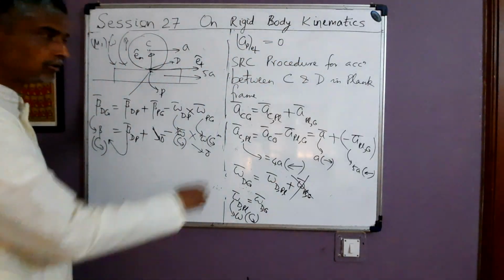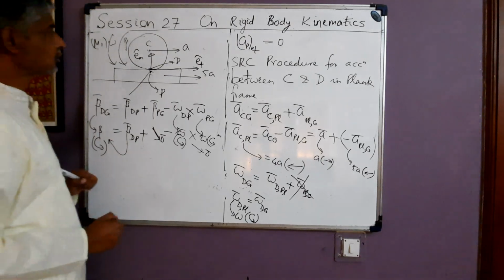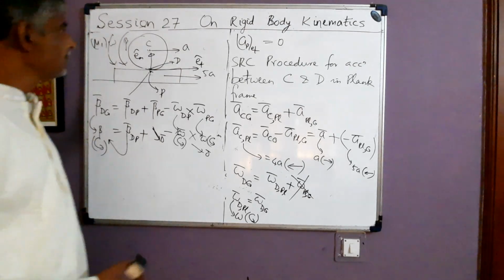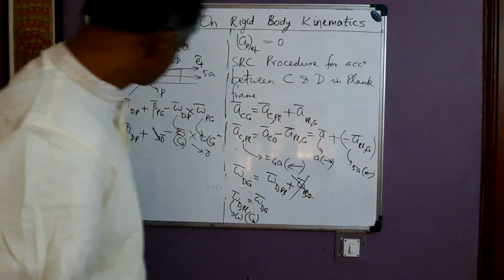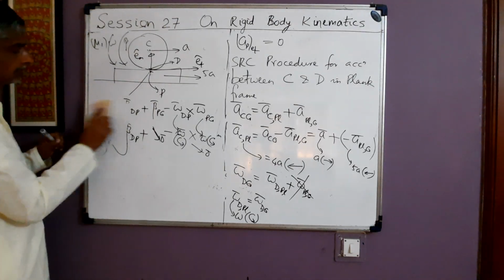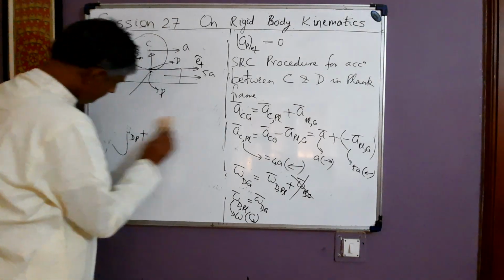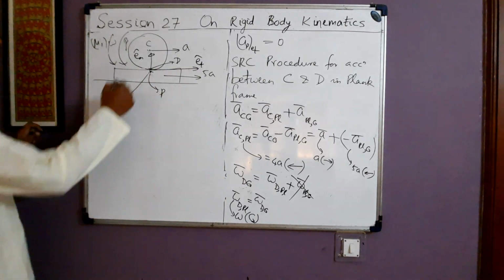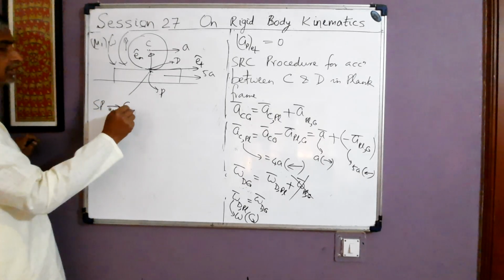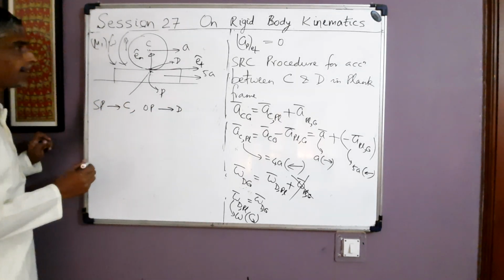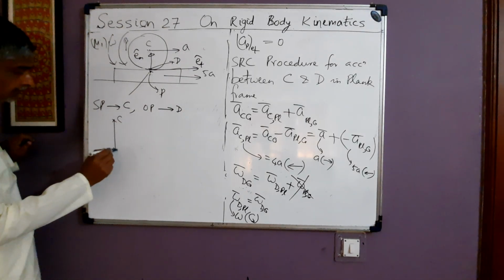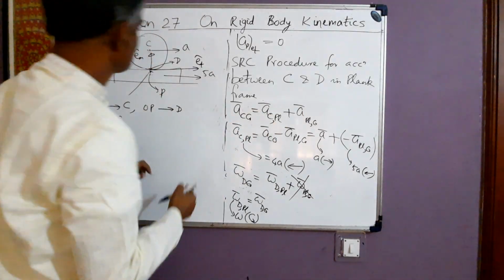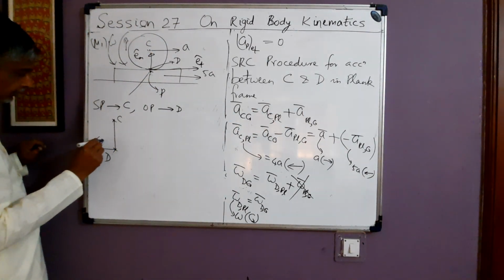Okay, so now we have obtained all the things. Now we apply the SRC procedure for acceleration between the points C and D in the frame of Plank. I draw the line joining C and D. Now I give the acceleration of C to D. Acceleration of C with respect to Plank, which was found just now, was 4A left. So I give 4A to D in leftward direction.